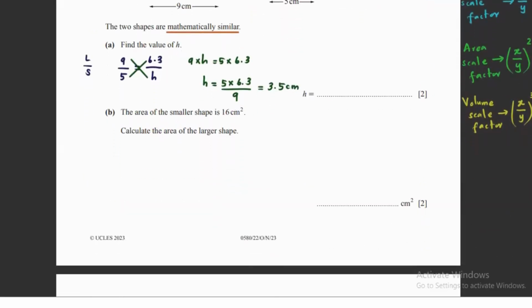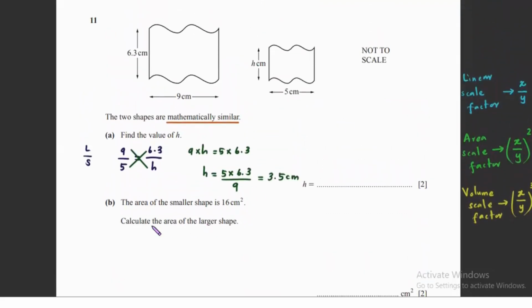The area of the smaller shape is 16 centimeters squared. Calculate the area of the larger shape. Now, this question is to do with the area, which means you definitely have to make use of the area scale factor. This 9 over 5 is the linear scale factor. So to find the area scale factor, I need to square this linear scale factor. The square applies to both the 9 and the 5, which makes 81 over 25, which is equal to the area of the larger shape, written at the top, over the area of the smaller shape, written at the bottom.